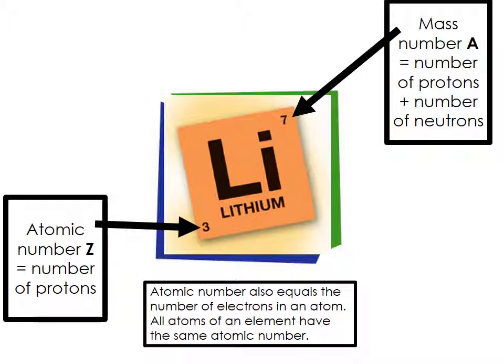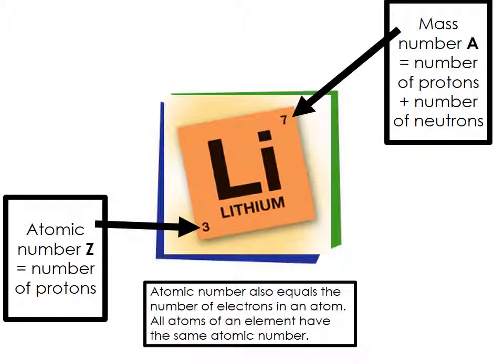If we look at lithium here, if you look in the periodic table for lithium, you'll notice there are two numbers by it, one which is 7 and one which is 3. The larger of the two numbers, which for lithium's case is 7, is called the mass number. That tells you the number of protons and the number of neutrons added together. So in this case, for lithium, there are 7 nucleons.